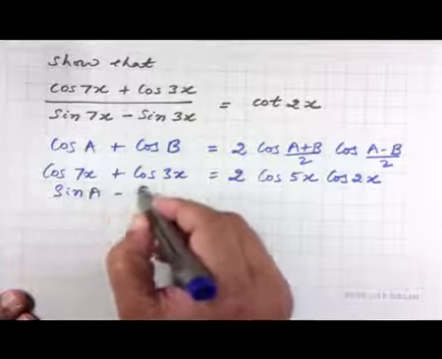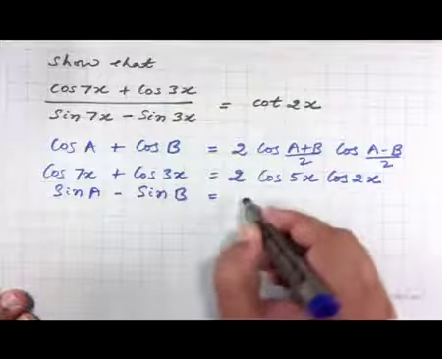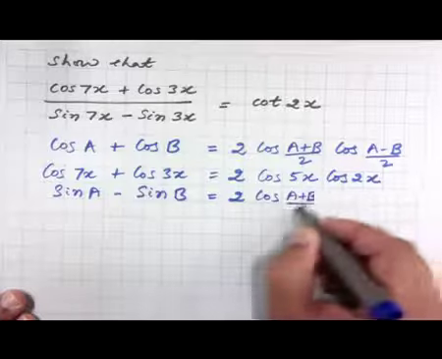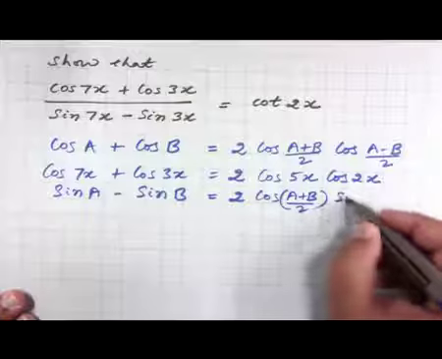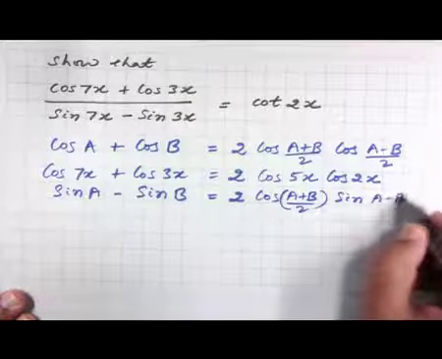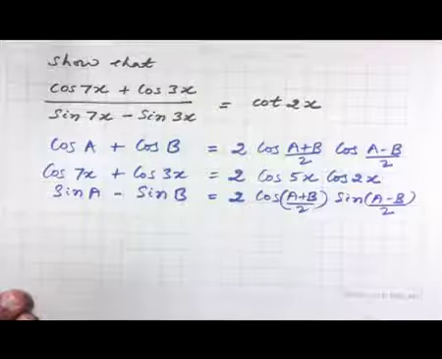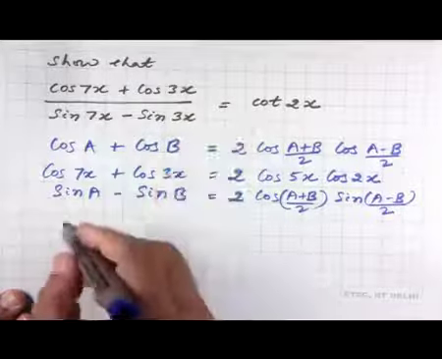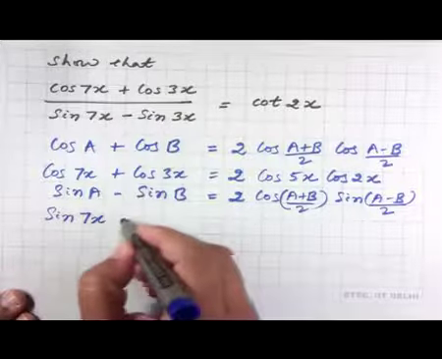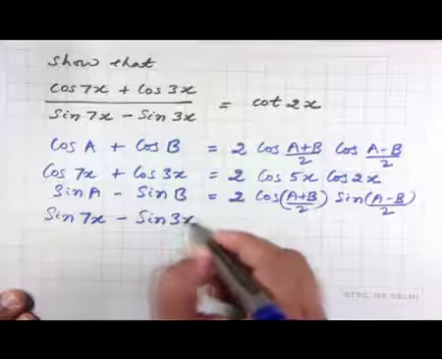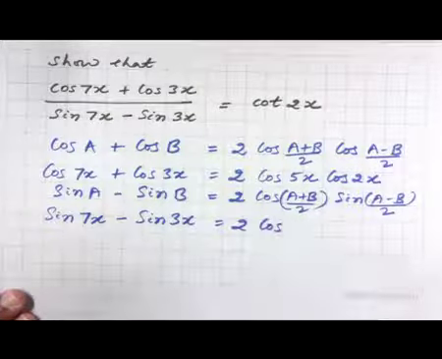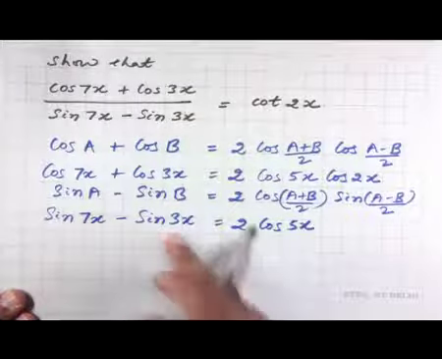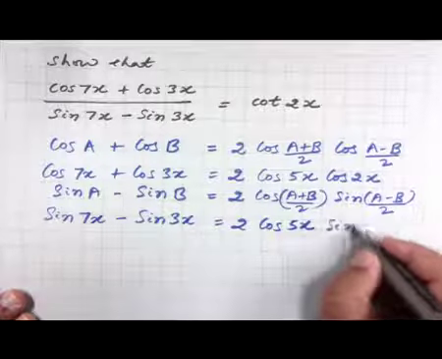Sin A minus sin B equals 2 times cos of A plus B over 2 into sine of A minus B over 2. So, again putting A equal to 7x and B equal to 3x, we get sine of 7x minus sine of 3x equals 2 times cos of A plus B over 2 will be 5x and A minus B over 2 will be 2x.